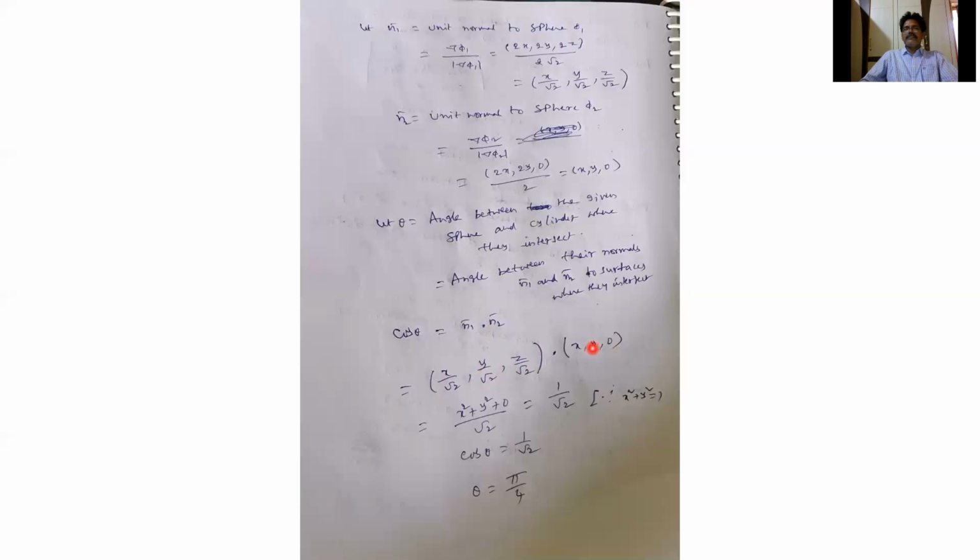So this is a dot product: a1 a2 plus b1 b2 plus c1 c2. That is x into x, x square, plus y into y, y square, plus z into 0, 0, all by root 2. But x square plus y square equals 1. So that is 1 by root 2. So cos theta is equal to 1 by root 2. You know that cos pi by 4 is 1 by root 2. Therefore theta equals pi by 4. The angle between the given two surfaces where they intersect is pi by 4.